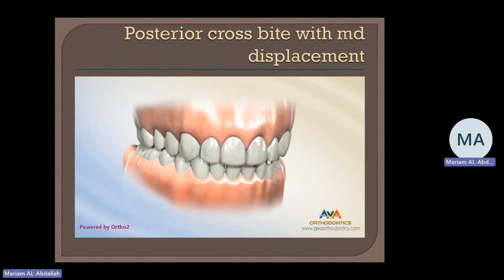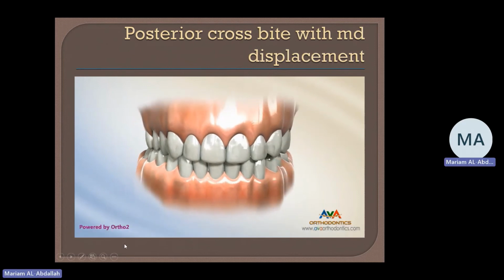Right, so we need to talk about posterior crossbite with mandibular displacement. This is another type of malocclusion that is presented in the mixed dentition that the general dentist can treat, and we can carry out an interceptive orthodontic treatment. Okay, so let's look at the video.